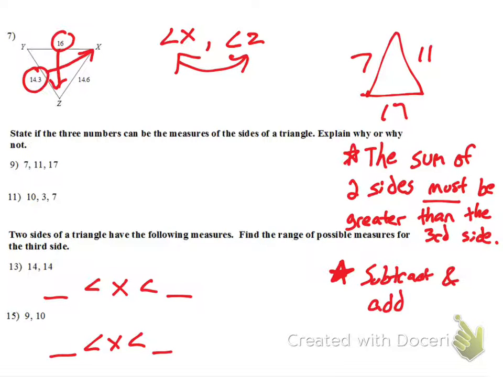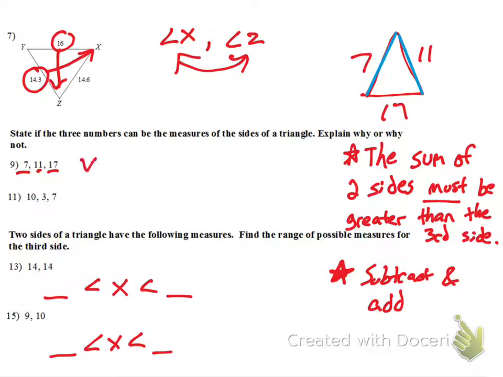So if I did the same thing, the bottom side and the left side would have to be greater than 11. And then finally, the 2 sides would have to be greater than the base when added up. If not, it doesn't make sense. So it can't be. So in order to do number 9, I would do 7 plus 11. 7 plus 11 is 18, and that's bigger than 17, so we're good there. Then I would do 11 plus 17, that's bigger than 7, so I'm good there. And then 7 plus 17 is larger than 11, so I'm good there.